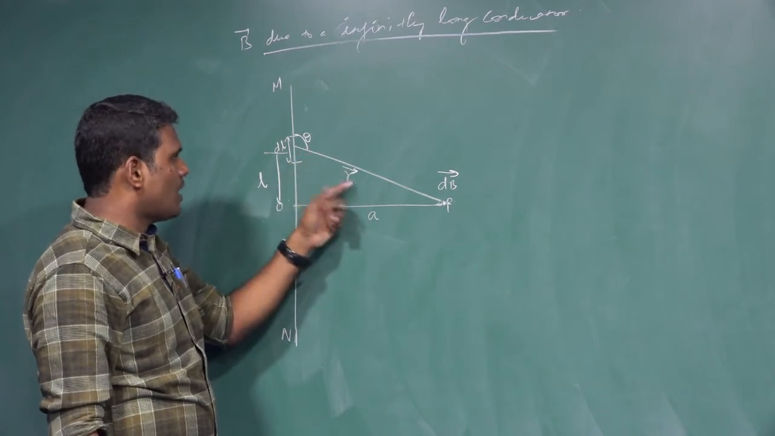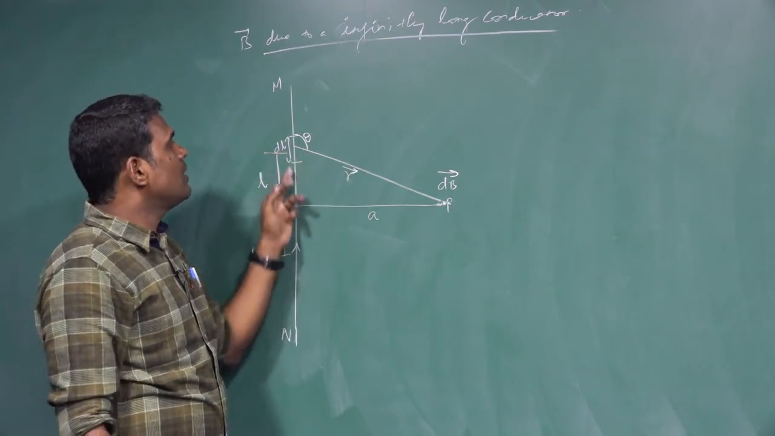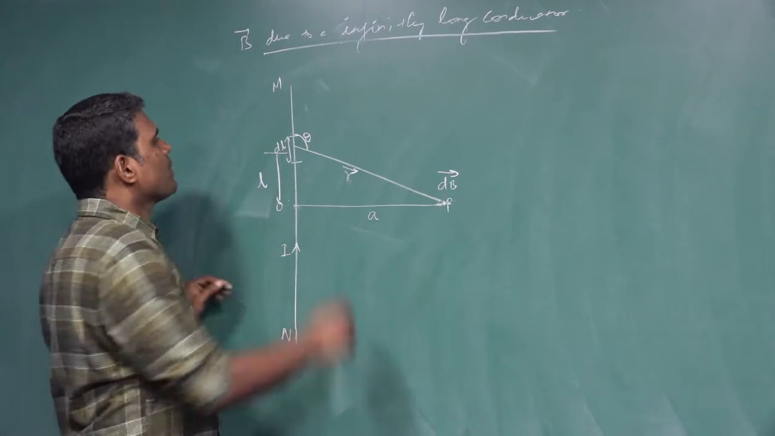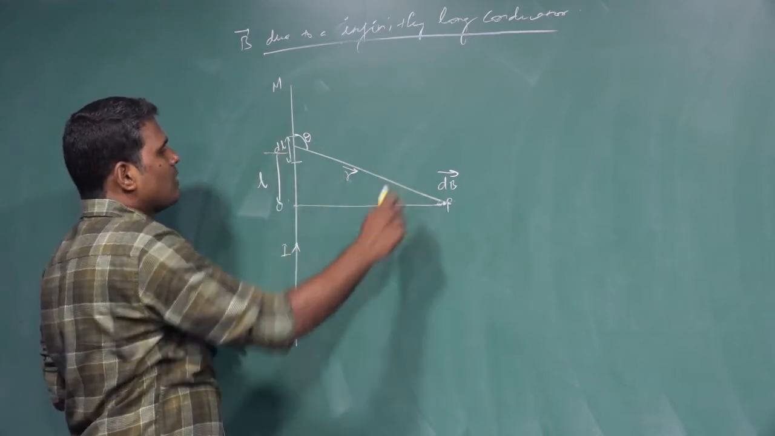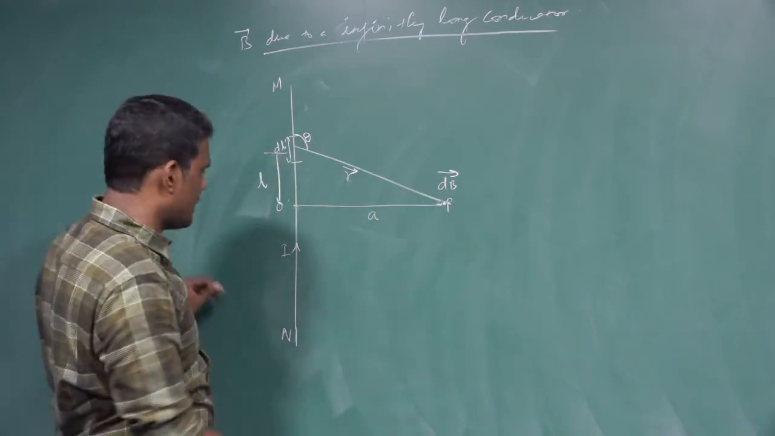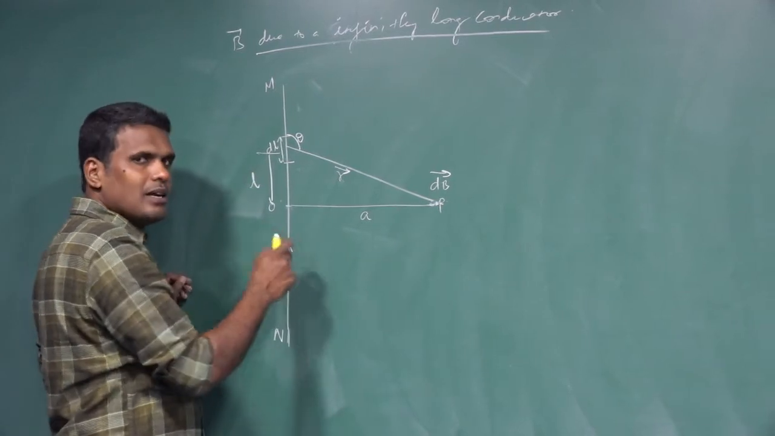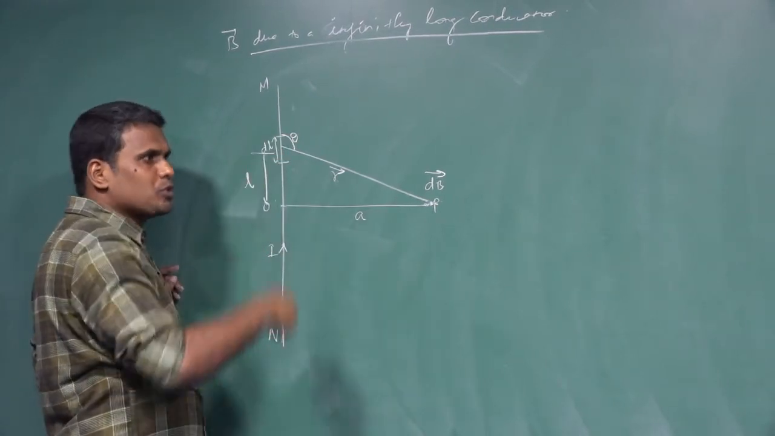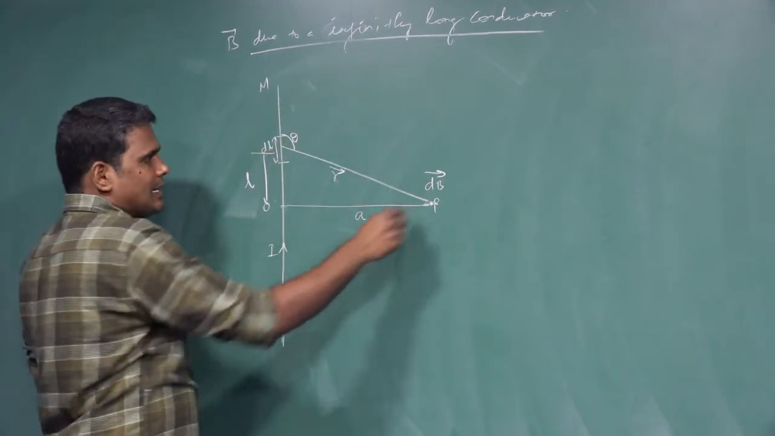We can say that r is the position vector which connects this current element and the point P. Theta is the angle between the current element and the point P. We have to determine the magnetic induction at the point P due to the small element. And then as per the principle of superposition, we have to go on with the integration.